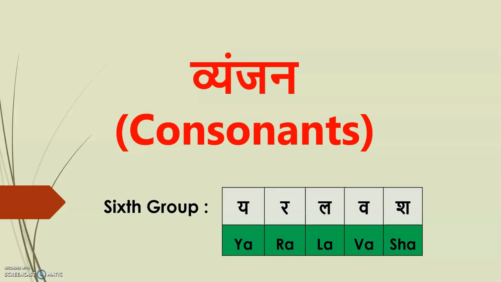includes the following consonants. The first one is y. The next one is r. Then we have l. Then we have v. And the last one in the sixth group of consonants is sh. In this lesson, I'll be explaining the sixth group of consonants in details with examples.